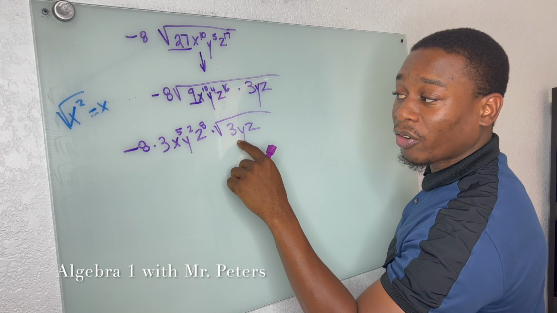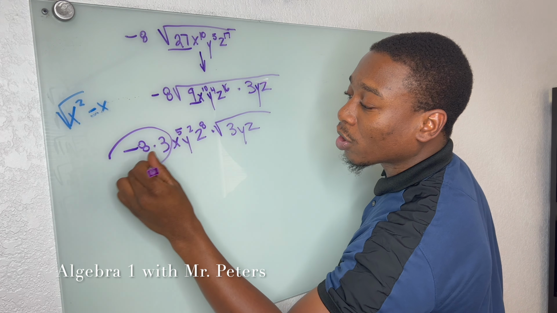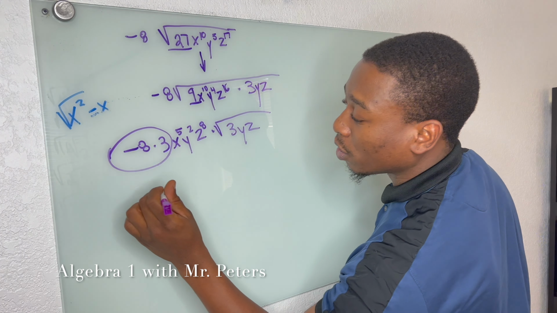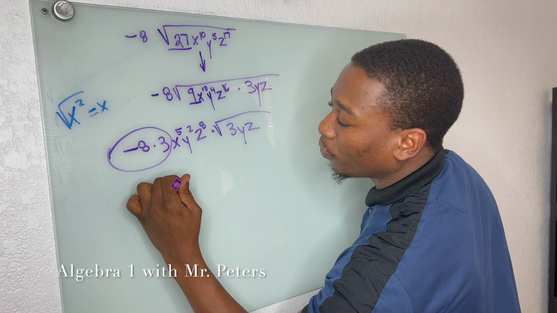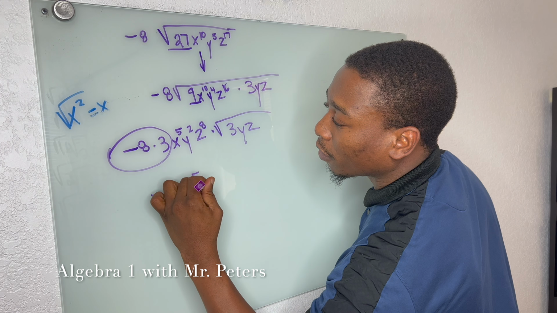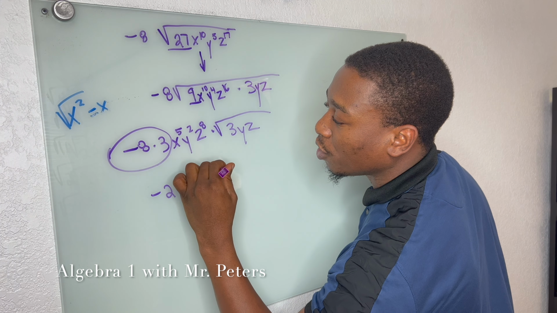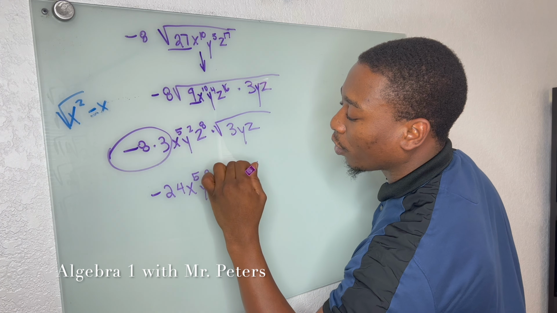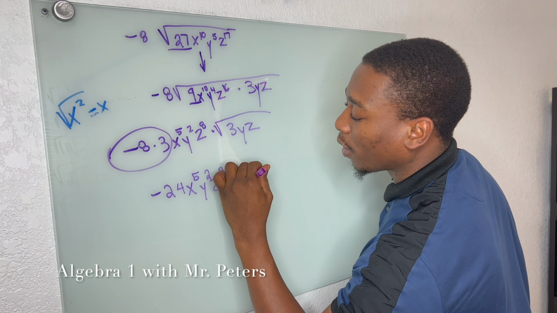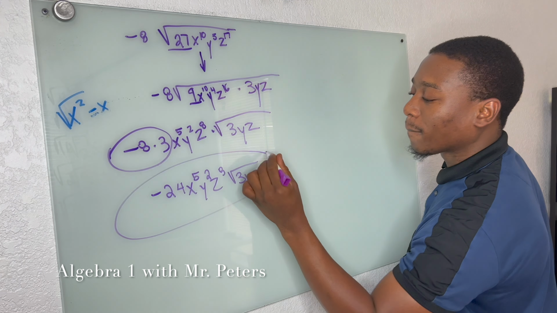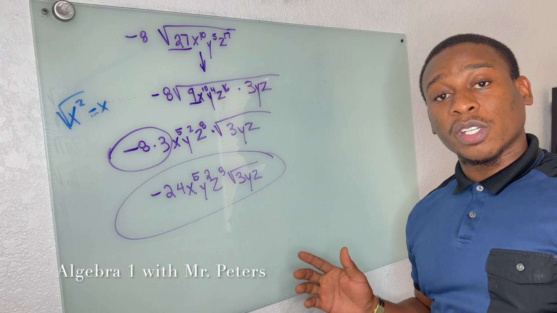So this part right here is done. Let's clean this up by multiplying our coefficients. So -24 x to the 5th y squared z to the 8th radical 3yz. So this is how you guys would solve this problem.